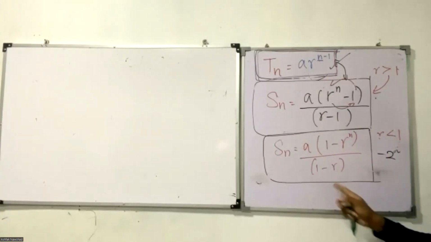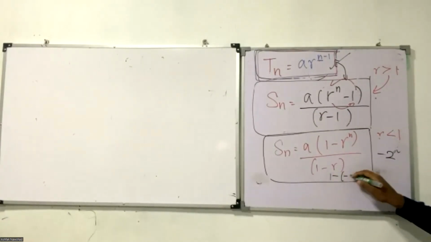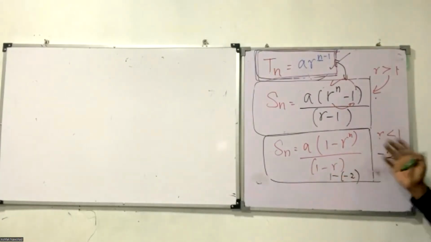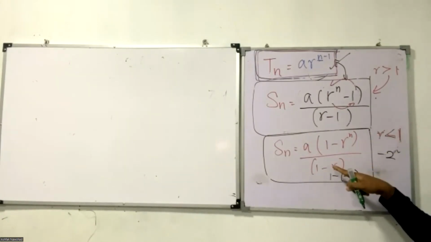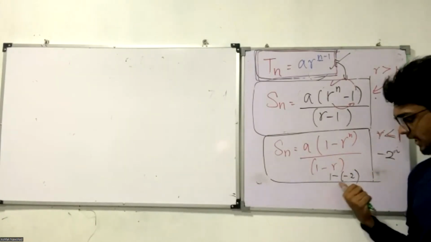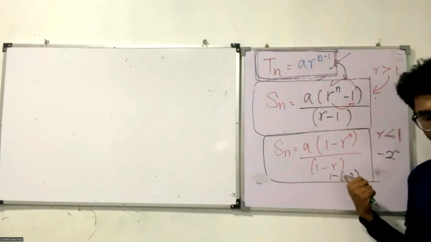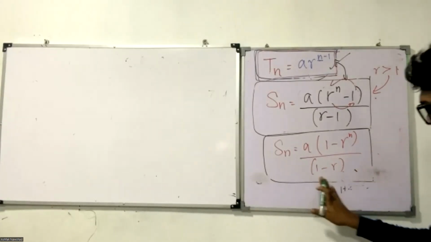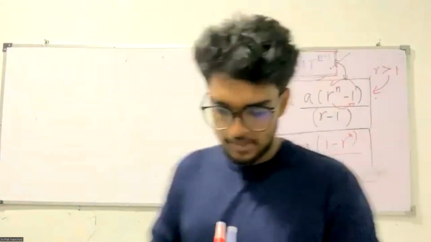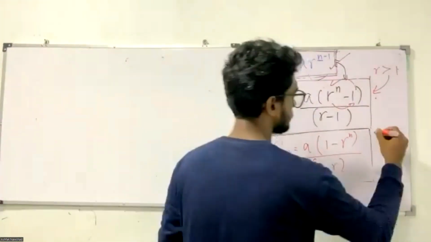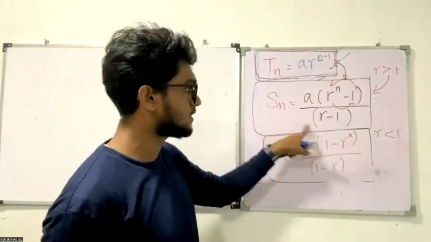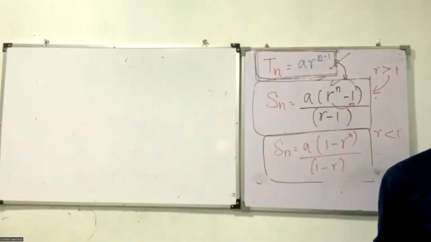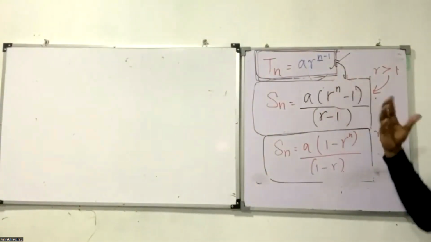But if you plug it here, it's 1 minus -2. I'm telling you again, this is not something you need to understand. Just remember, if the ratio is less than 1, use this. As simple as that. 1 minus -2 is 1 plus 2. It is 3. So here the sum tends to be a positive value. That's the reason. So R greater than 1, you use this, and R less than 1, you use the next formula.